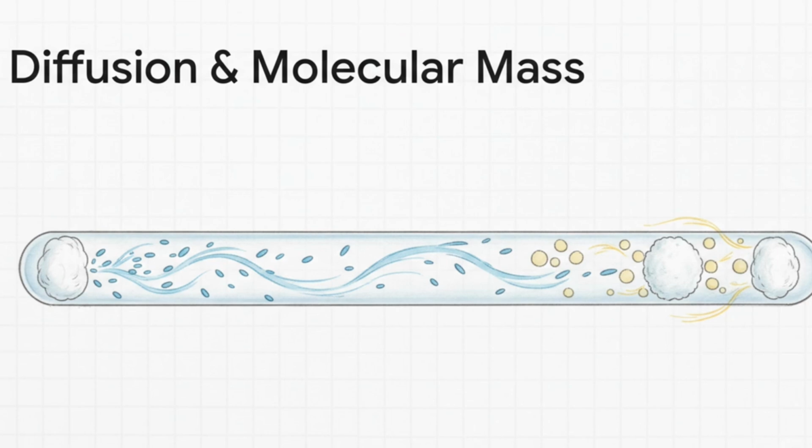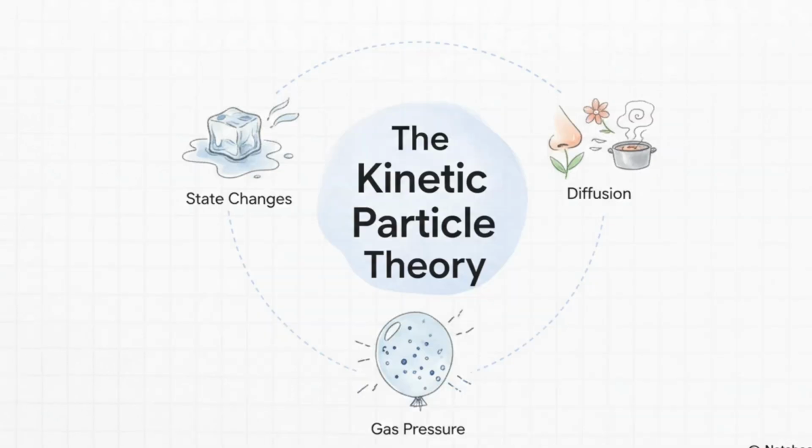If you put some ammonia gas at one end of a tube and some hydrochloric acid gas at the other, they'll diffuse towards the middle. Where they meet, they react and form a white ring of smoke. But look closely. The ring forms much closer to the hydrochloric acid end. Why? Because the ammonia particles are lighter. They have a lower relative molecular mass. And so the key takeaway is simple. Lighter particles diffuse faster. And there you have it.